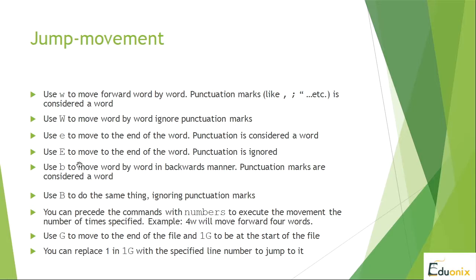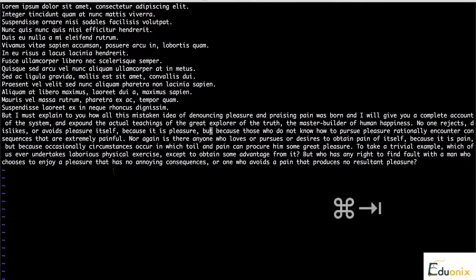forward. In order to move backward, and as you saw me do, you use the b. b will let you move word by word in a backward manner. And also we have a small b and a capital B. It holds the same thing for the punctuation. So I'm using here the small b to move backwards.